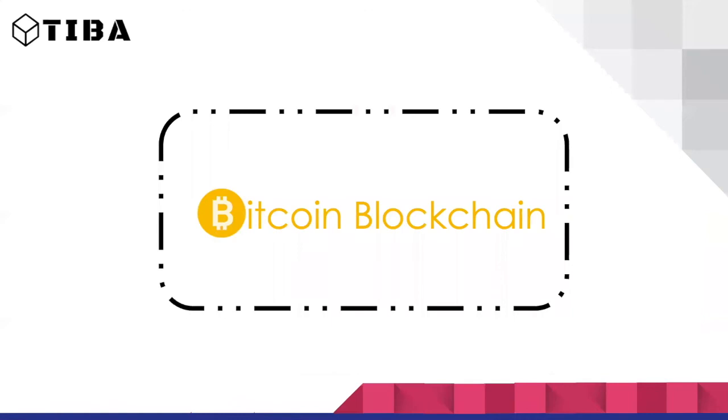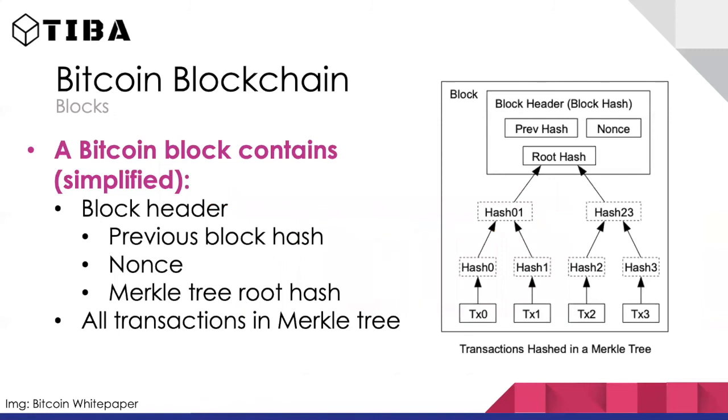And then finally, we're going to get into the Bitcoin blockchain. A simplified Bitcoin block basically has a few components, right? You have the block header, and then the Merkle tree.